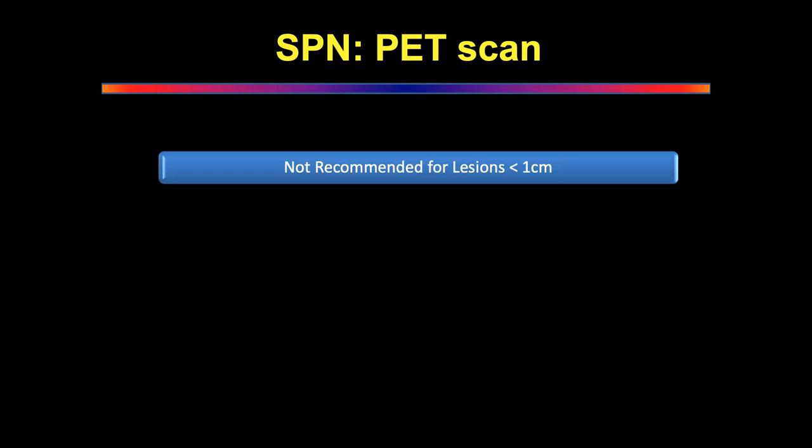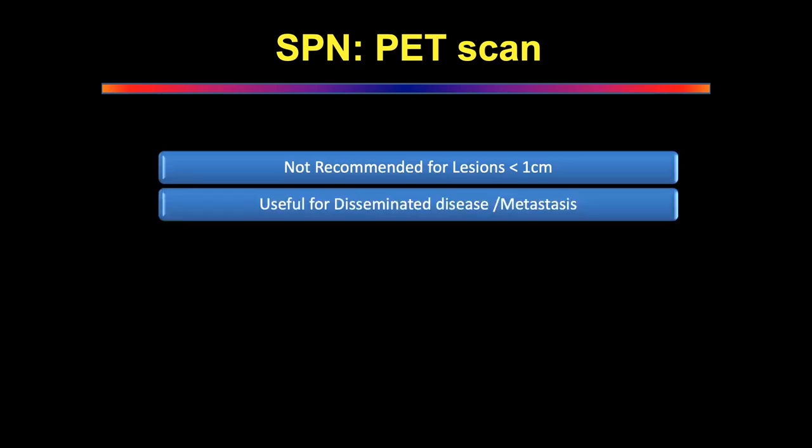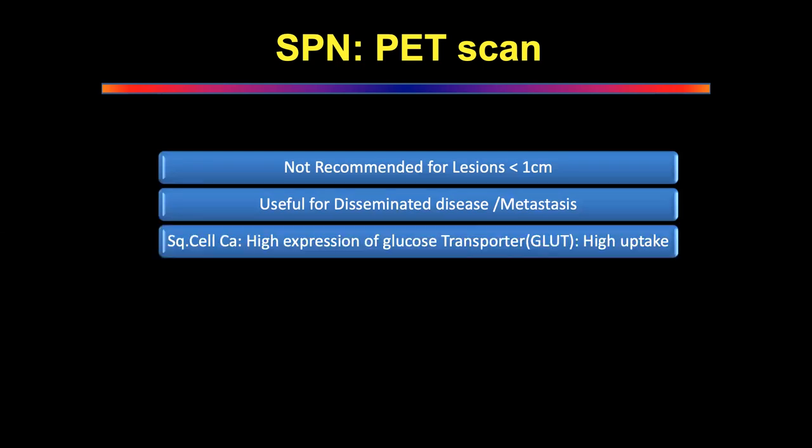The current scanners are even better. They can look for the smaller ones. But usually, if the lesion is more than 1 centimeter, then there's indication for doing a PET scan. Agreed? Okay, so not usually for smaller lesions, but it's useful for disseminated disease and metastasis. More importantly, PET scan might identify a primary elsewhere and show you that this is a metastasis. You understood that in an SPN. So that's the other answer you have to give.